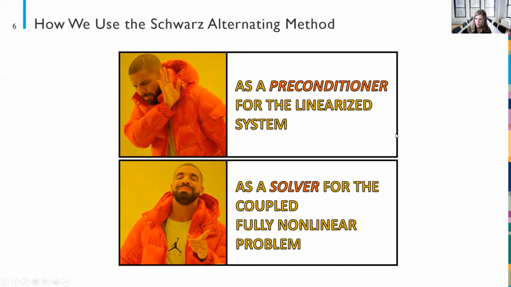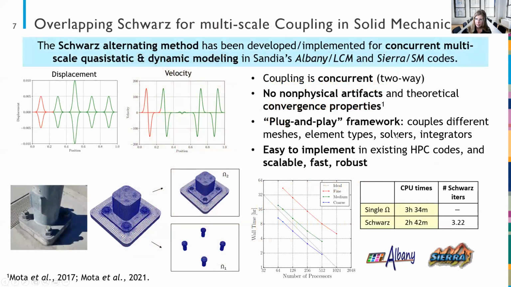Okay, and so we've done some work the past few years in developing the method as a discretization method for multi-scale coupling in solid mechanics. The details are in these two papers that are listed here at the bottom. The formulation here was overlapping, and the method we developed has a number of desirable properties. It enables concurrent coupling or two-way coupling. It's free from non-physical artifacts that are prevalent in other multi-scale coupling methods, and has a theoretical convergence guarantee.